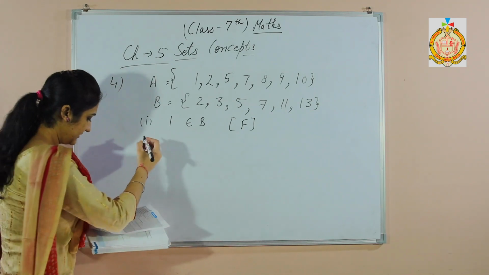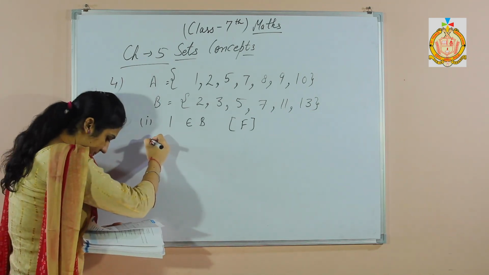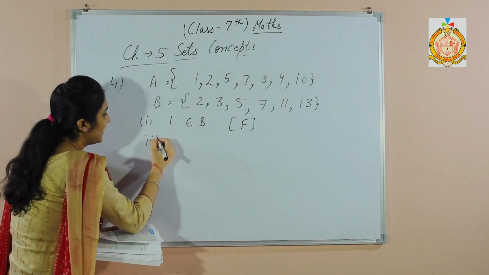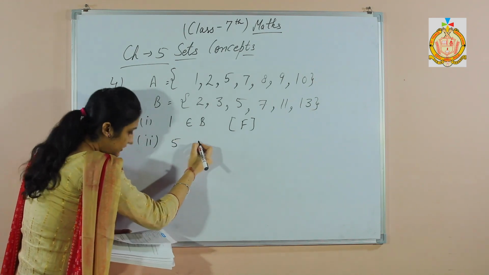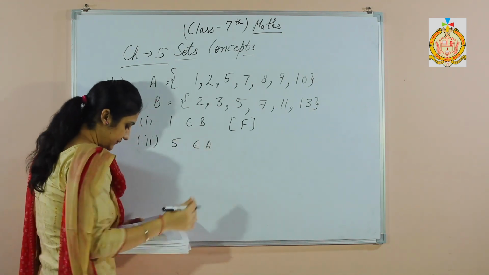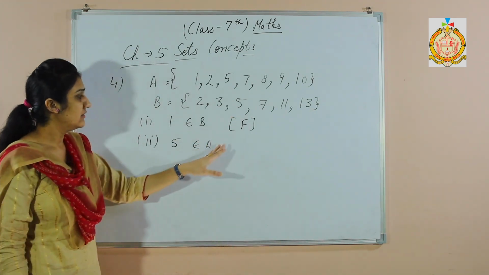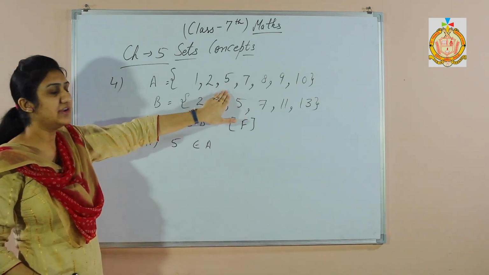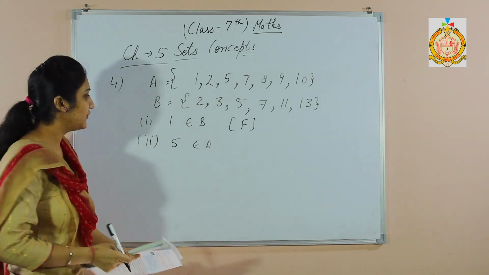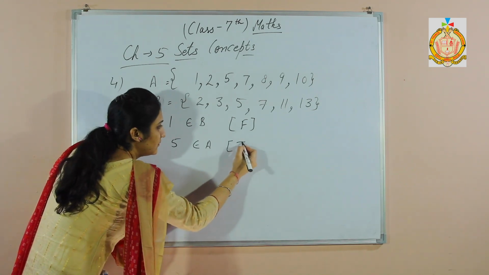The next one is 5 belongs to set A. Now you can see 5 is an element of set A. So we can write this is true.